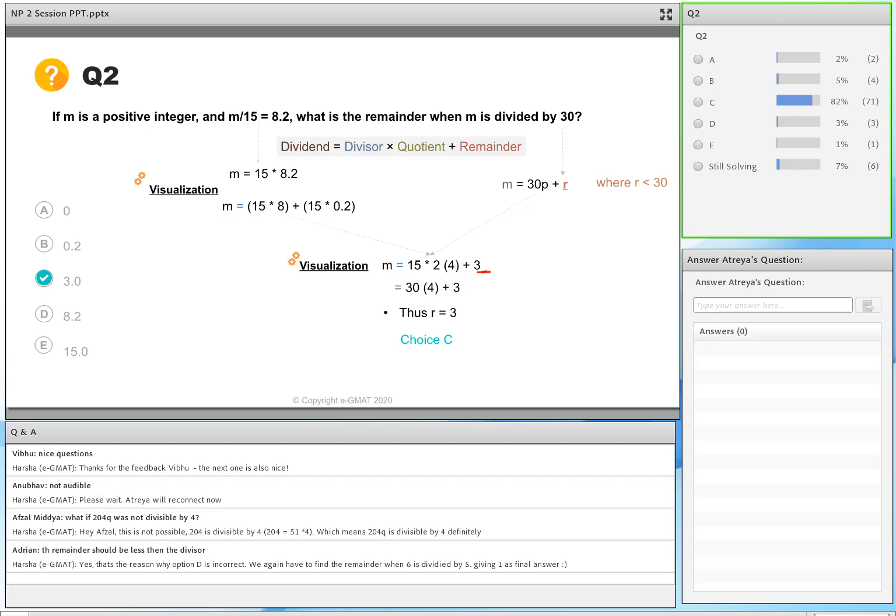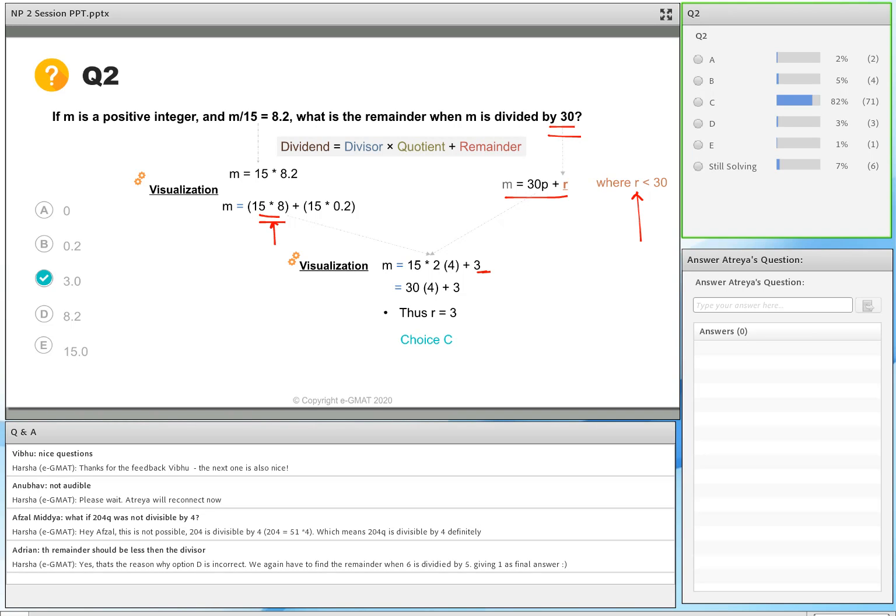So 15 times 0.2 is equal to 3. And then I have 15 times 8. I need to write m as 30p plus r because here the divisor is equal to 30. The constraint that I need to check for is whether r is less than 30 or not, right? So m is equal to 30p plus r. 15 times 8 needs to be written in terms of 30.